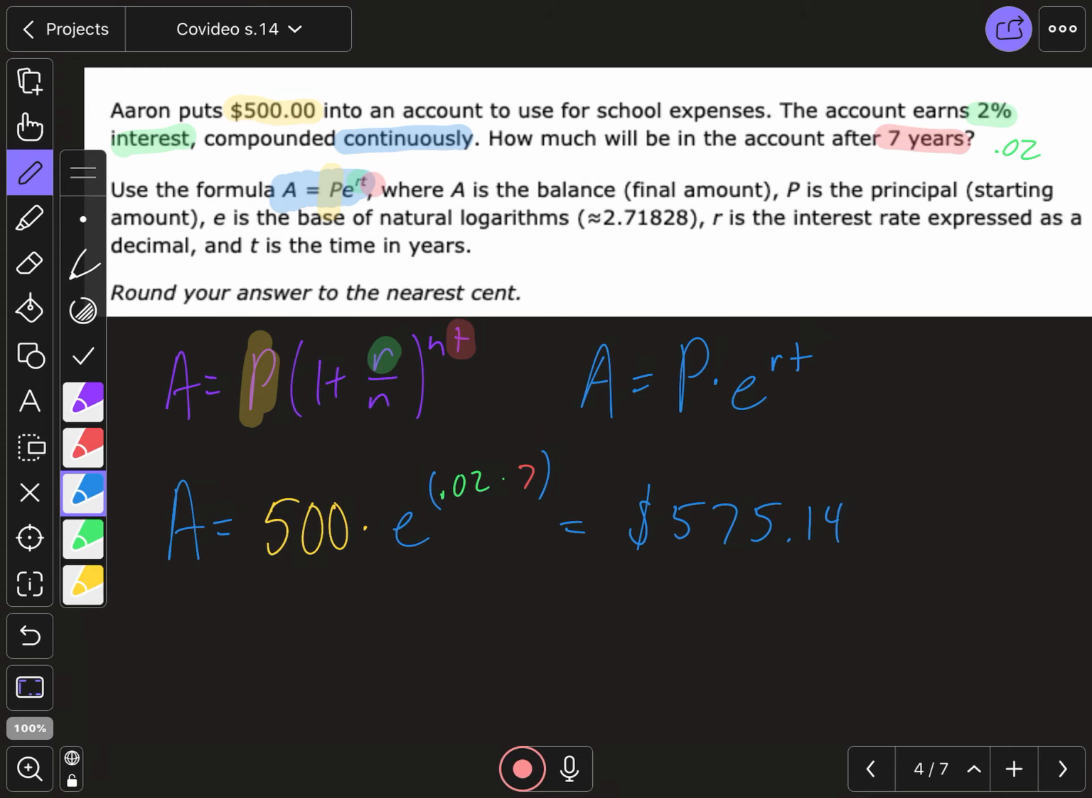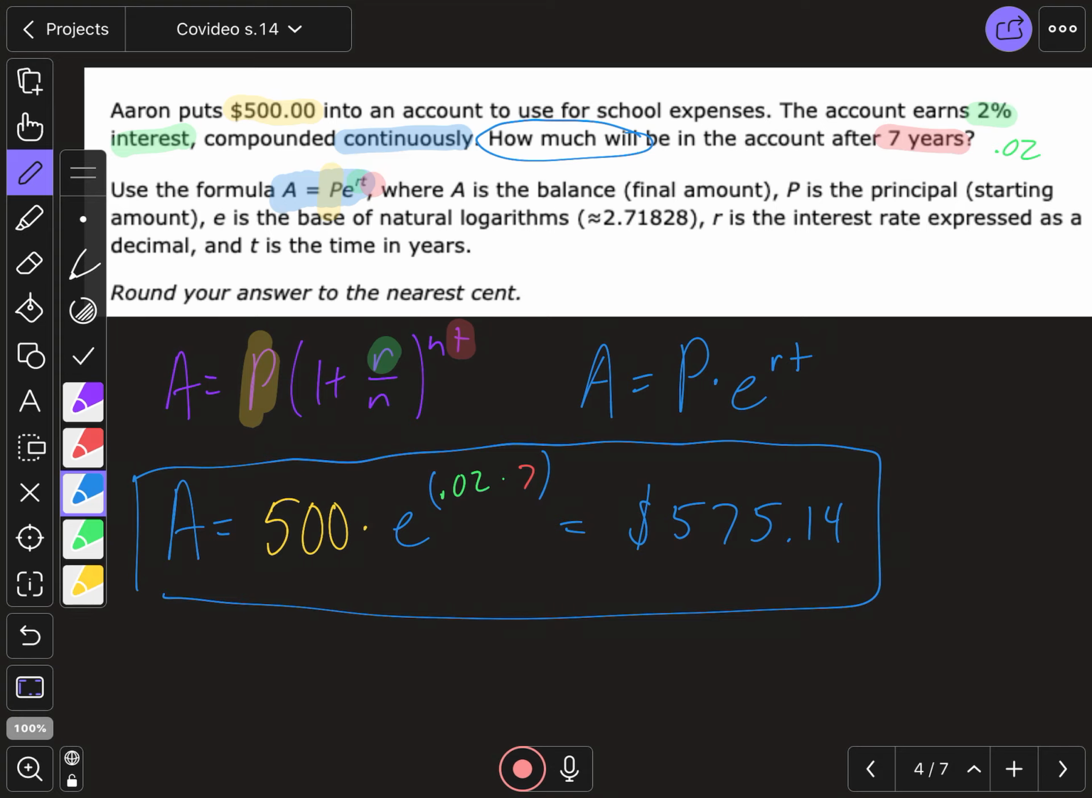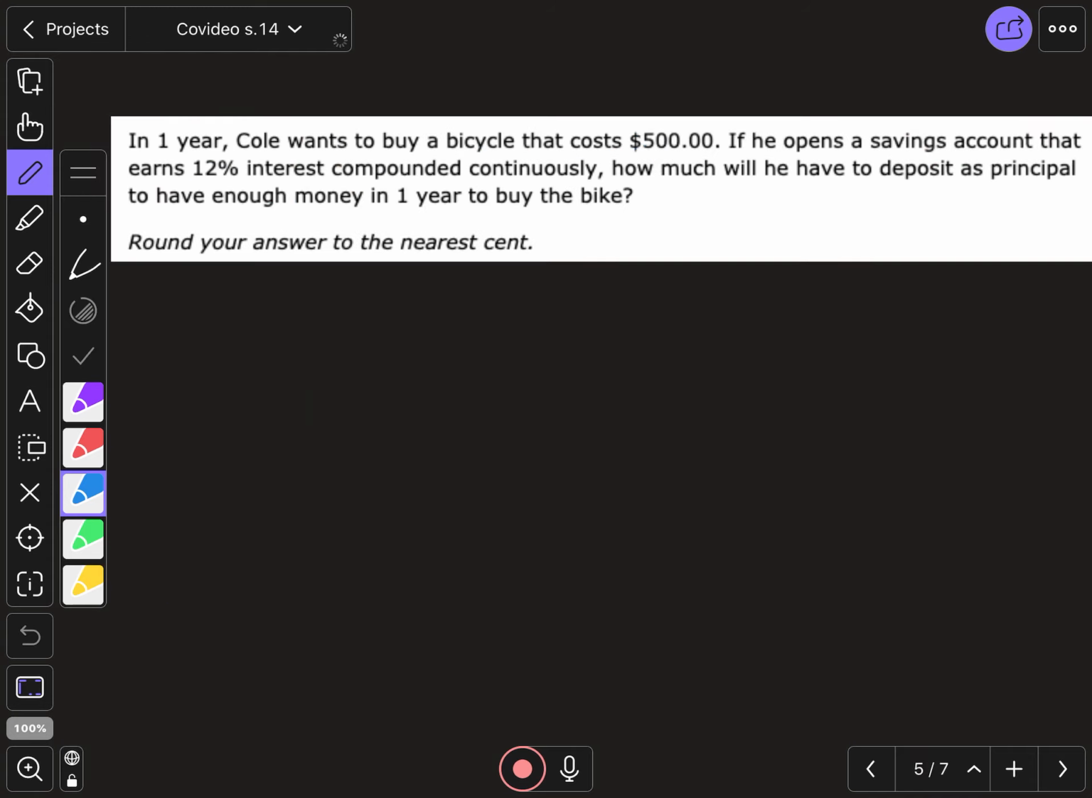We'll make sure we answer that question right. How much would be in the account? That's an A question there. So just like the last lesson, we're being careful about how we read things, but the formula is easier this time. Less things to worry about.